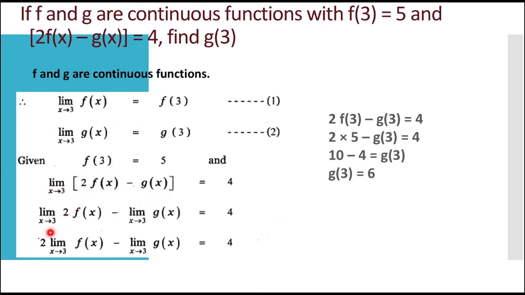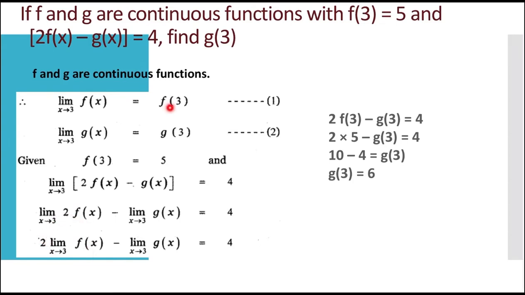So, limit x tends to 3 of 2 f of x minus limit x tends to 3 of g of x. 2 is a constant, so we can take it out. So, 2 into limit x tends to 3 f of x minus limit x tends to 3 g of x is equal to 4. Now we can apply the limit, that is 2 into limit x tends to 3 f of x. When you apply the limit x tends to 3, this f of x becomes f of 3.